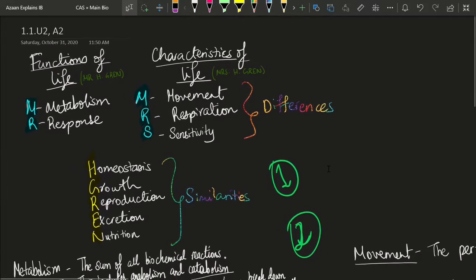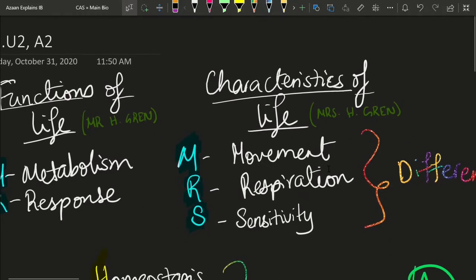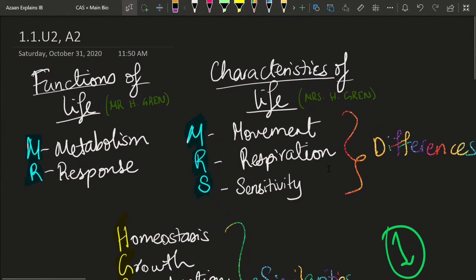So, if you studied biology in MYP, you may have studied the characteristics of life. Those are still going to be very important. I know you might remember our favorite grandmom, Mrs. Edgren, being the acronym used to remember the characteristics of life. Well, your favorite granddad is also going to be introduced to you today, and this is Mr. Edgren, who represents the functions of life.